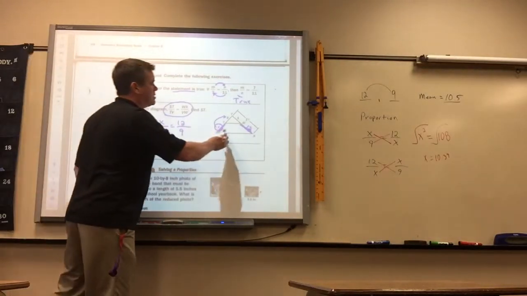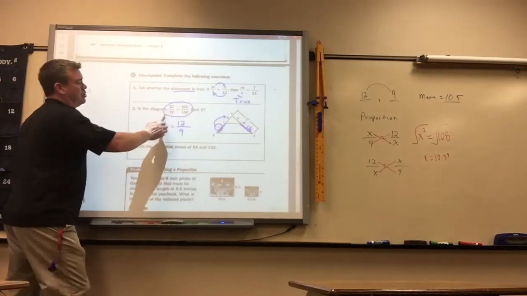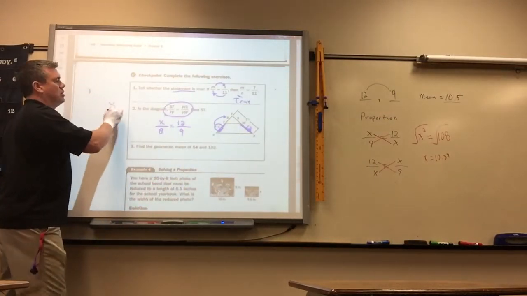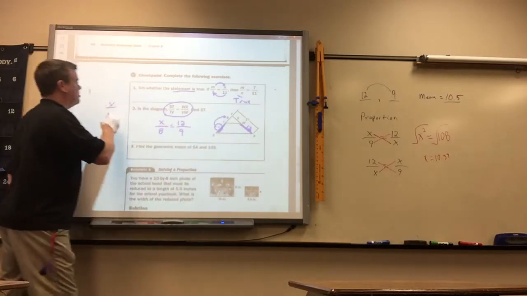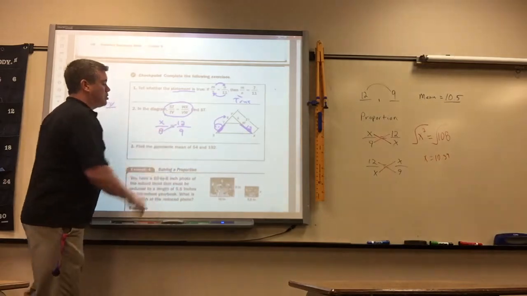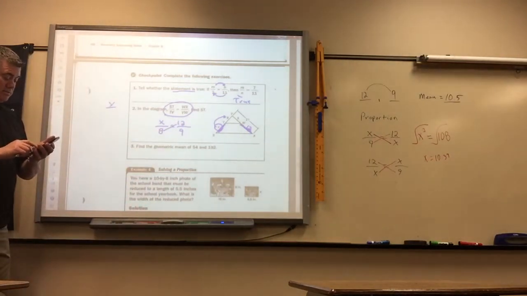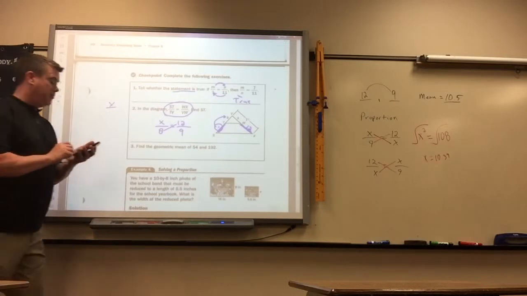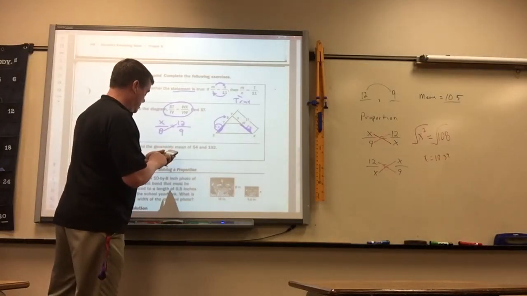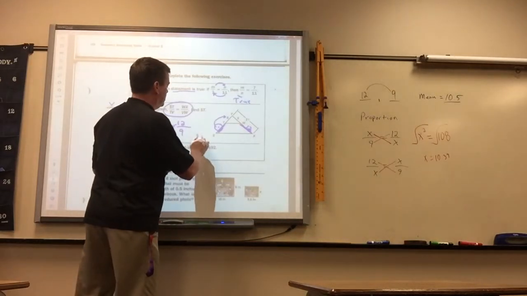Or I could have gone x to 12 equals 8 to 9. What they told you to do is take ST, which is x, over TV. Well, they did the same thing as what I did. So you just cross multiply and divide. 8 times 12 divided by 9 is 10.6 repeating.